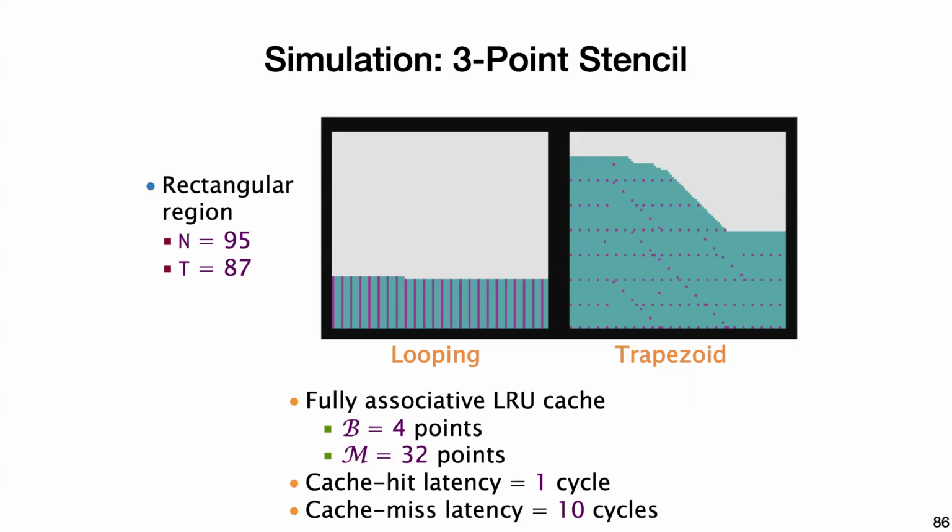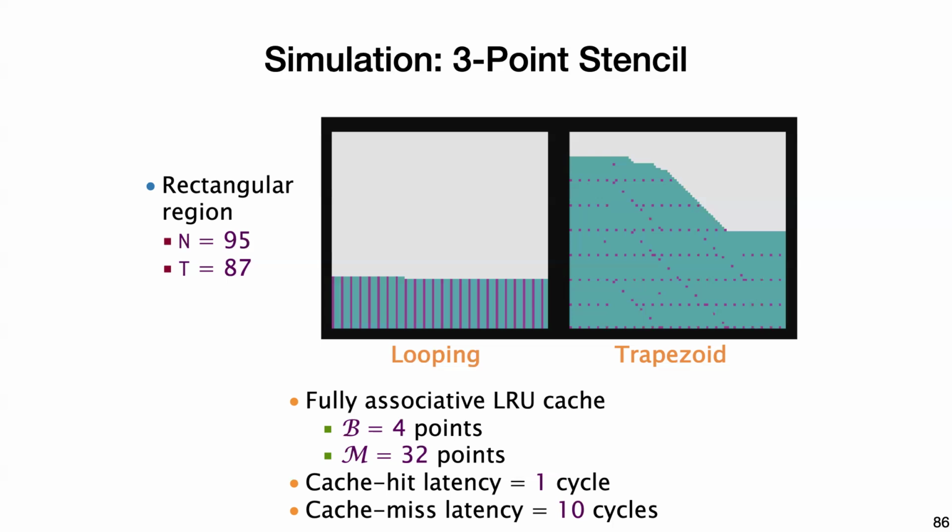So this is a simulation of the 3-point stencil, starting with 1D. This is the looping version, and this is the trapezoidal decomposition. The purple is cache misses, and green is cache hits. In this simulation, n, which is the number of horizontal points, is 95. T, which is the number of vertical rows, is 87. And they simulated a fully associative LRU cache with B, which is the number of elements that you can fit on a cache line, as 4, and M as 32.